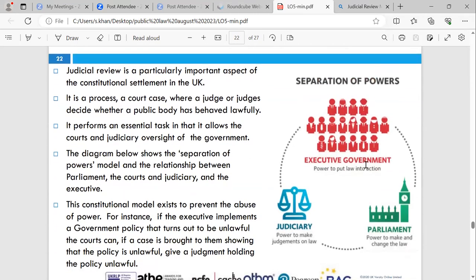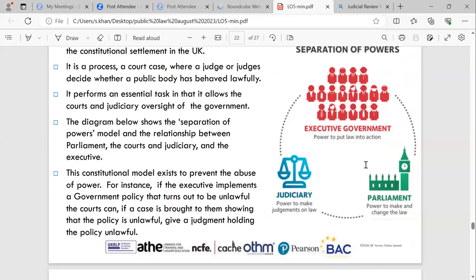As we explained, judicial review is a particularly important aspect of the constitutional settlement in the UK. It is a process, a court case where a judge or judges decide whether a public body has behaved lawfully. It performs an essential task in that it allows the courts and judiciary oversight over the government. The diagram shows the separation of powers model and the relationship between Parliament, the courts, and the judiciary. The constitutional model exists to prevent the abuse of power.